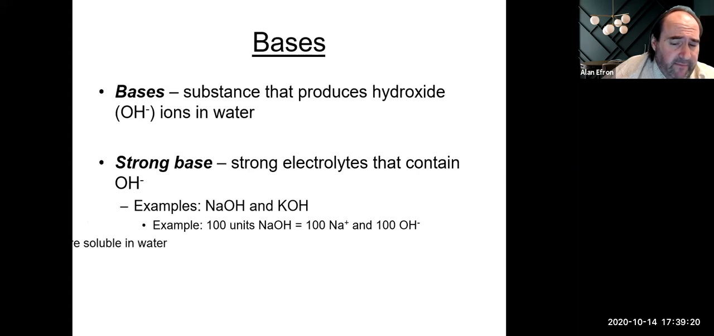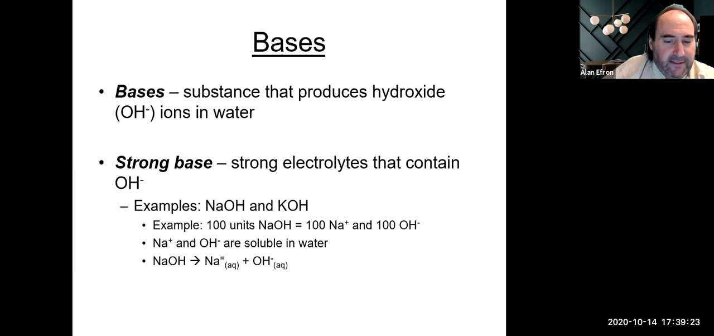And a little bit different is a base. A basic definition of a base is something that will produce hydroxide ions in solution. So again, here the production of OH minus, which is hydroxide, in solution is what makes something a base. A lot of strong bases are also, again, strong electrolytes, which means they 100% break apart. But a lot of strong bases will have hydroxide actually in the formula, like sodium hydroxide, potassium hydroxide. These are examples of strong bases.